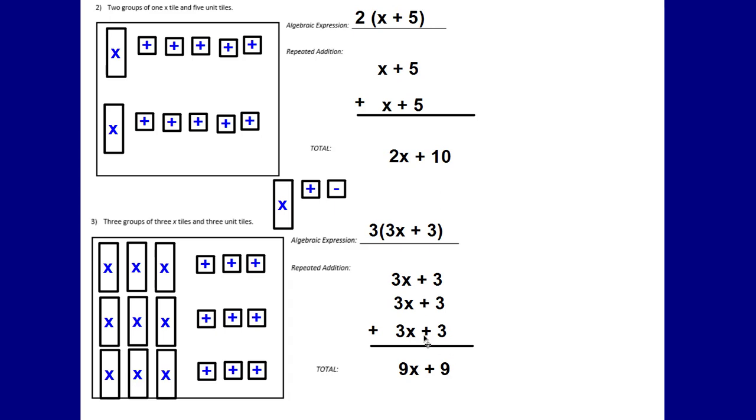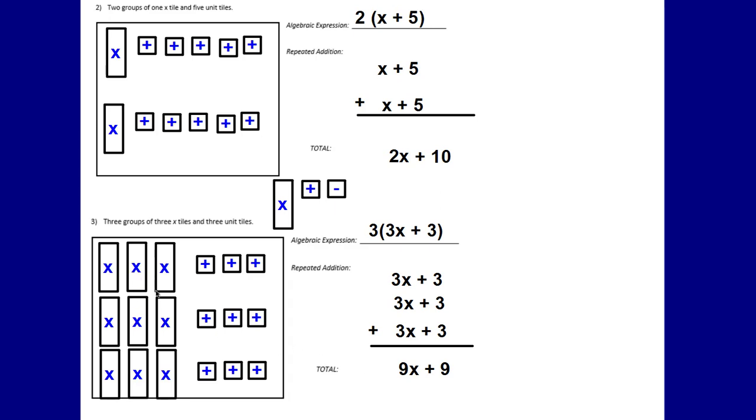3 plus 3 plus 3 is going to be a positive 9 because they're positive 3's. 3x's plus 3x's make 6x's, plus 3 more make 9x's. So we went from the expression of 3 times the group of 3x plus 3 and simplified it down to 9x plus 9.